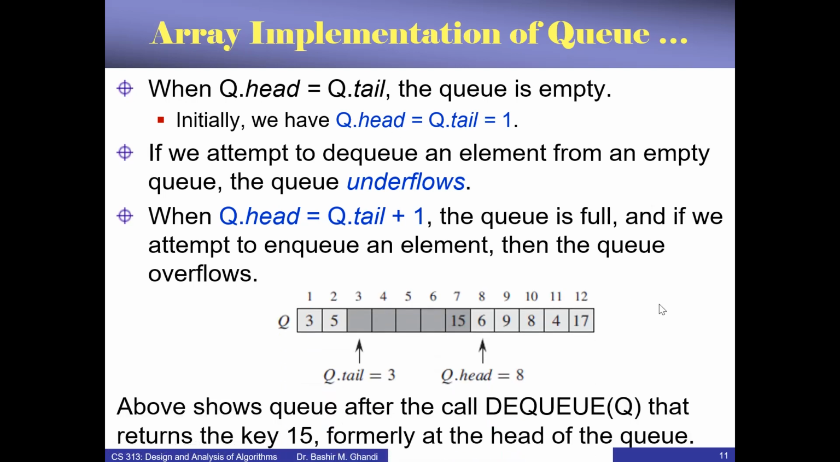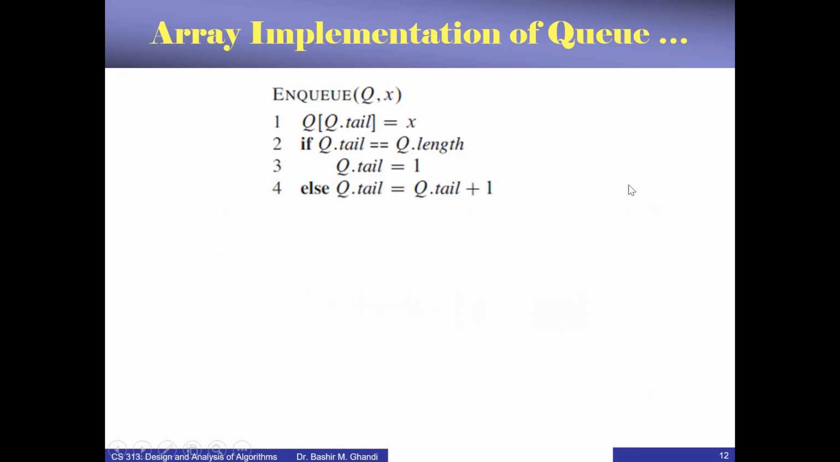So let's see the example again. This diagram shows what happens after we call the dequeue operation. The above shows the queue after a call to dequeue. It's going to return the key 15, the former head of the queue. We'll see how it is implemented in a moment. This is the implementation of the enqueue method.